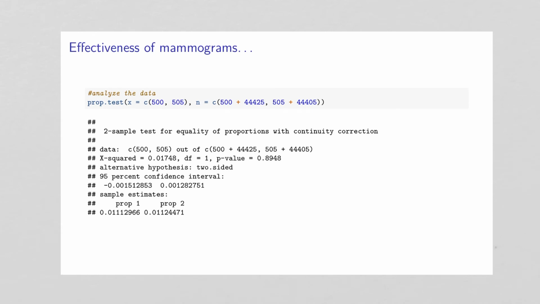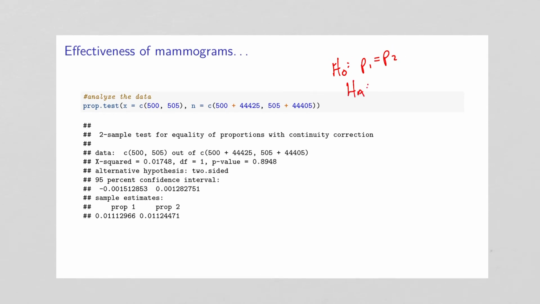Proportion test. Test of two proportions. Two sample tests for the equality. So here our null is that the proportion of 1 is equal to the proportion of 2. Our alternative is that the proportions are not equal.